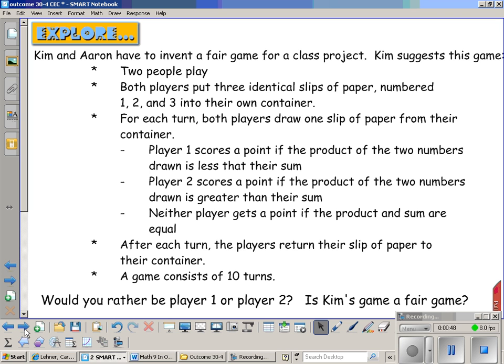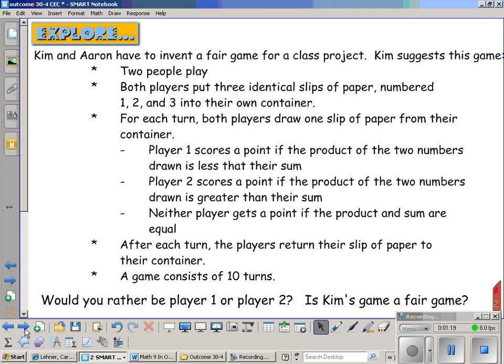So I want you to look at this. Kim and Aaron have to invent a fair game for a class project. Kim suggests this game. 2 people will play it. Both players put 3 identical slips of paper, numbered 1, 2, and 3, into their own container. So they each have their own container, and they each have 3 slips of paper with the numbers 1, 2, 3 on them. For each turn, both players draw 1 slip of paper from their container.